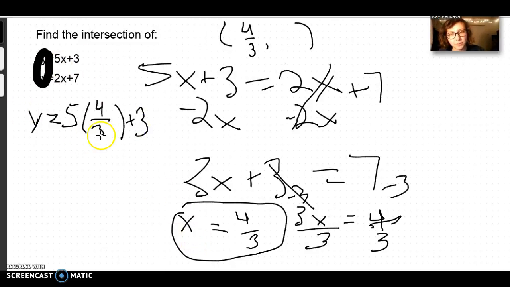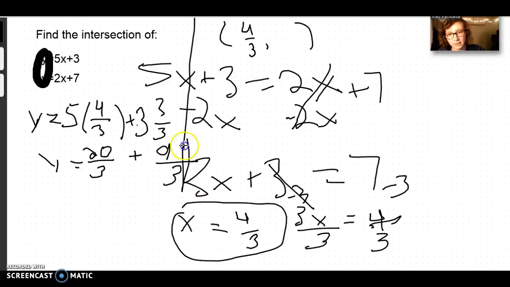I'm plugging in x. So 5 times 4 is 20, so we have 20/3 on this side, equals y, plus 3. And 3 can be written as, if we multiply it by 3/3, which we can do because that's actually 1, we get 9/3. I'm doing this step so that they have a common denominator so we can add these two fractions. So we have 20/3 plus 9/3. Okay, so 20/3 plus 9/3 is 29/3. So we get from the first equation y equals 29/3.